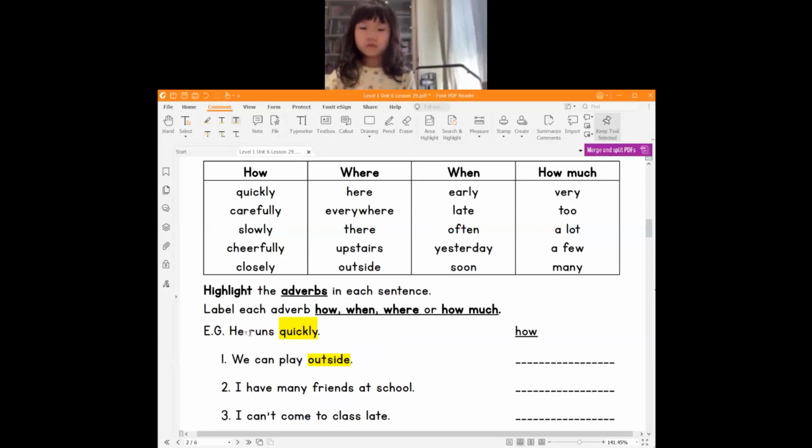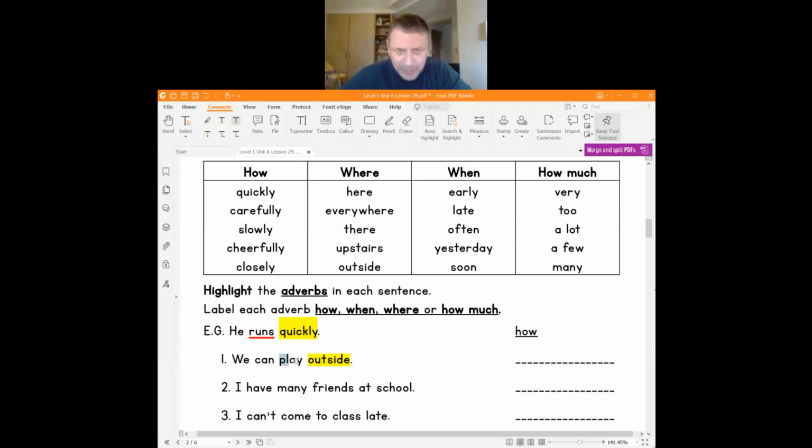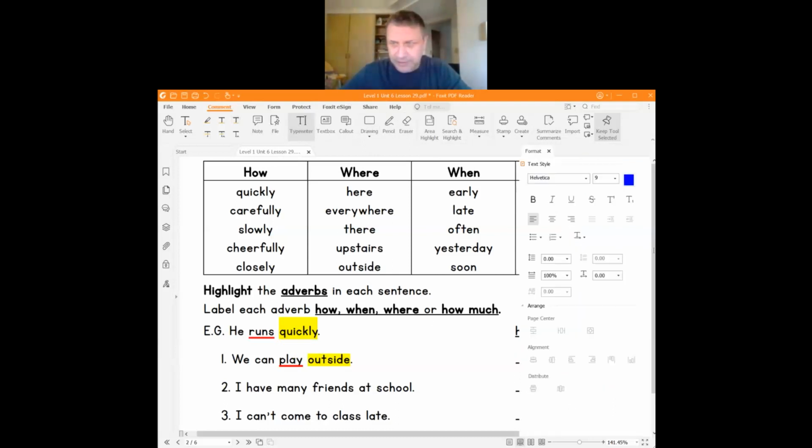Just a moment, guys. I found a way to underline. I'm going to underline my verbs. I want you to underline your verbs, please, and highlight your adverbs. And we're going to write where on the line. Kevin, thank you so much for your good answers.